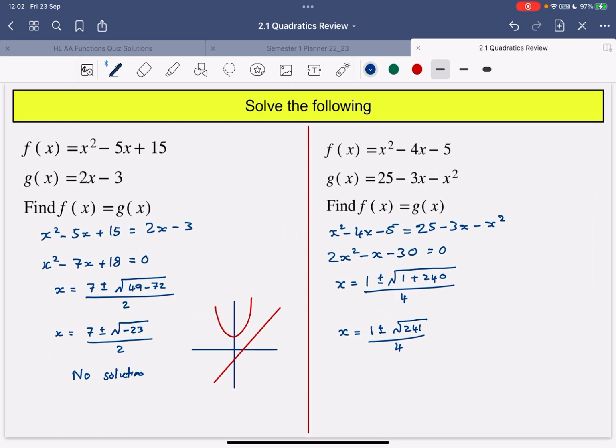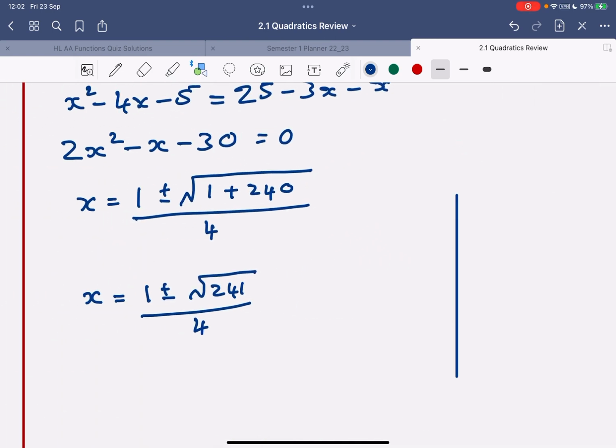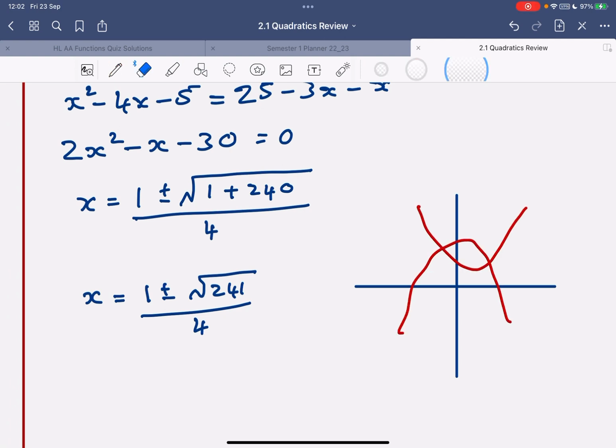So in this situation, we actually had two quadratic equations, maybe one like that and one like that. Right here is one point of intersection, right here is another.